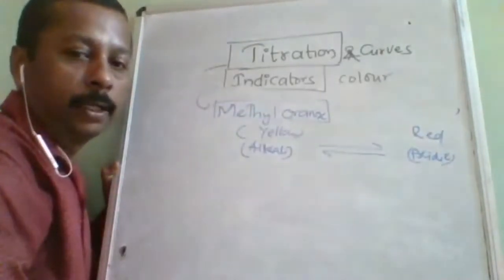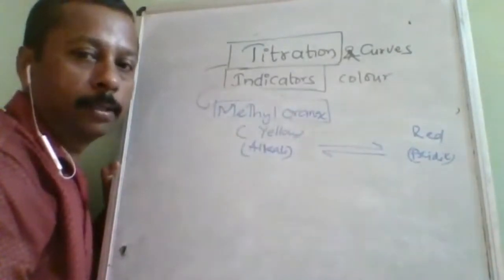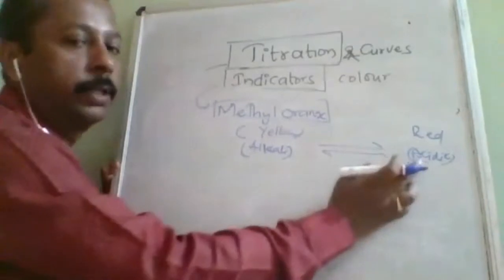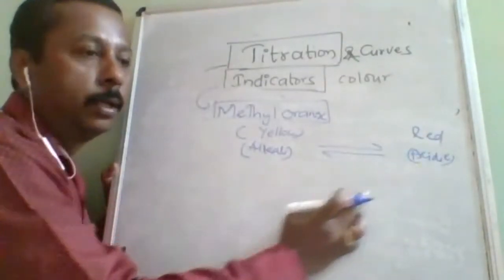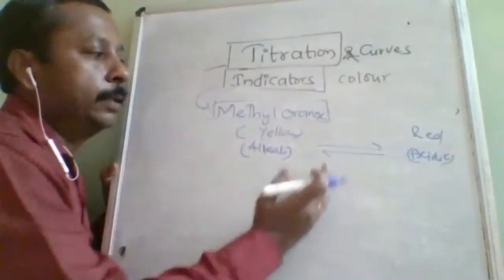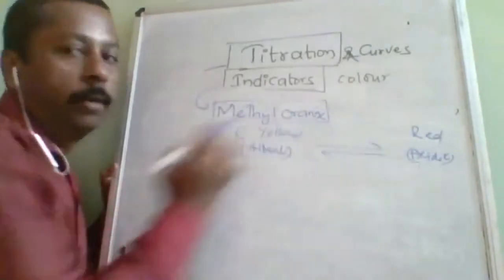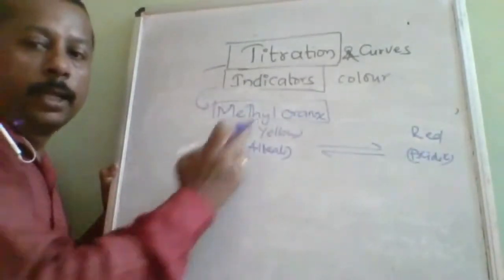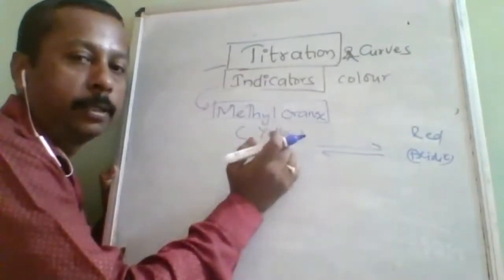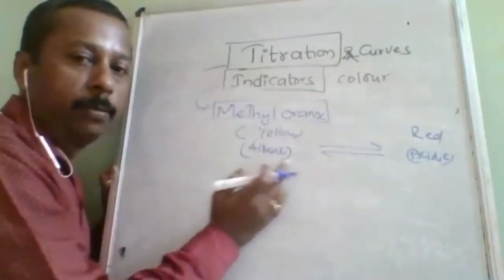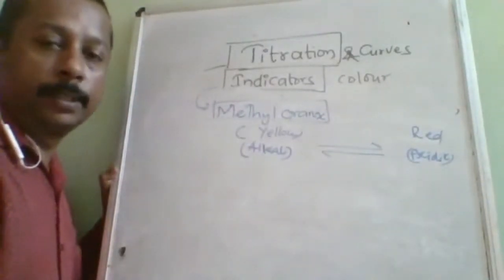Whereas when you start adding the base, the strength of the red color will keep on decreasing. At a certain point of time there will be a sharp change from red color to yellow color. Why? Because we are adding base, so the acid is overcome by the base. That means the medium has changed from acidic to basic, and the color change will be yellow. Indicator purpose, is it understood?